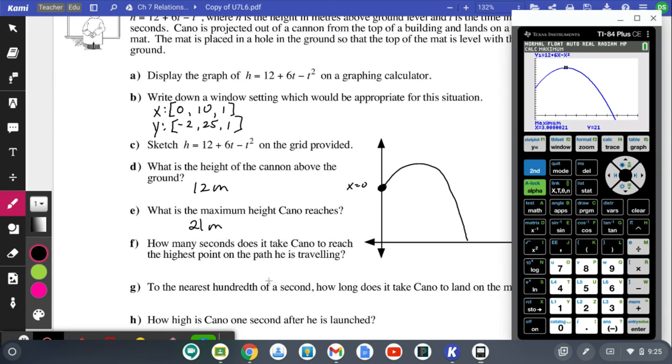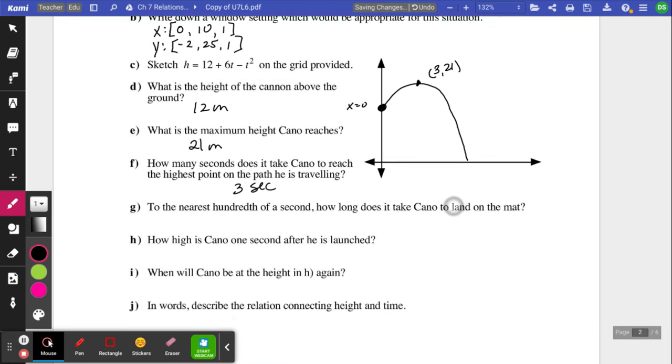Then it says, don't clear this yet on the table. How do you get out of the table? Okay, good. Then it says, how many seconds does it take Cano to reach the highest point? How long did it take to get there? We know it's at 21. How long did it take? 3 seconds, that's right. So that value right there is important. So don't clear your calculator unless you keep reading. 3 seconds.